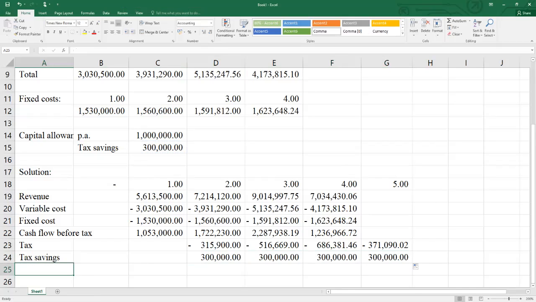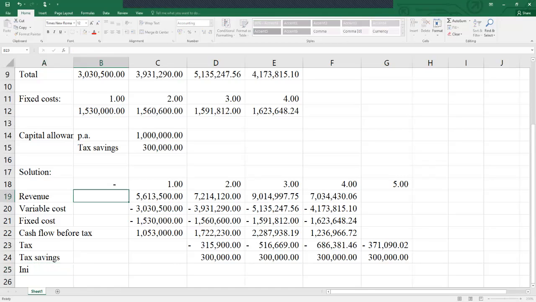Okay, and that is it. Cash flow. Before I do the cash flows, I would want to have the initial cost, because since I did include year 0 in my analysis here, I need to include year 0. So initial cost. Initial cost is 4 million, therefore negative 4 million.